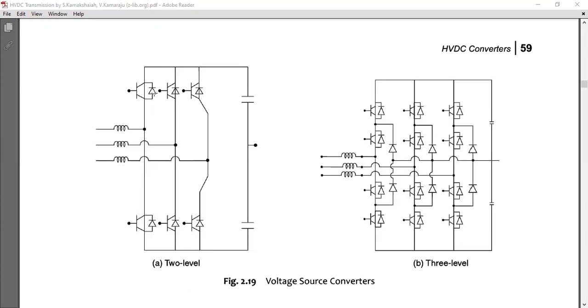So now at present IGBTs of voltage ratings 4.5 kV are available, and they can be switched on or off at about 2 kilohertz or less. And these can block a voltage up to 150 kilovolt amperes VSC, voltage source converter. And the current rating is 800 amperes RMS.